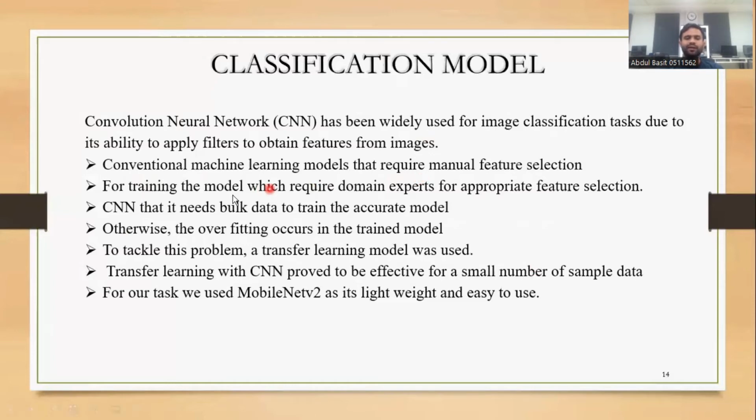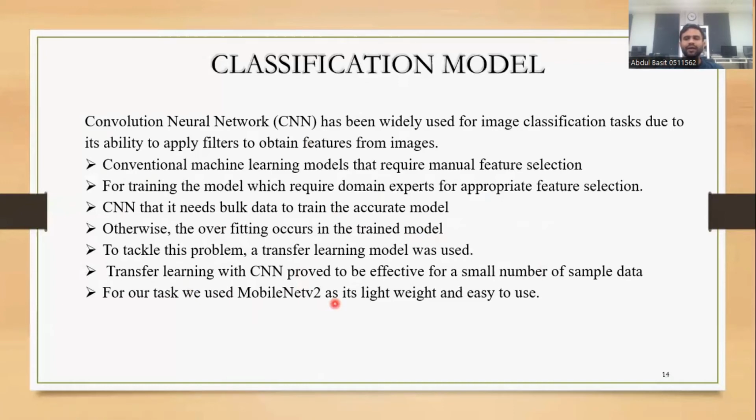Manual feature selection also needs appropriate domain experts, and we wanted to fully automate the system, so we didn't want any domain expert in this system. So we went for the CNN automatic feature extraction technique. The CNN needs a lot of data, and there is a chance that the model may get overfitted. So we use the transfer learning technique. For transfer learning, we used MobileNet version 2. It requires small data to train an effective model.